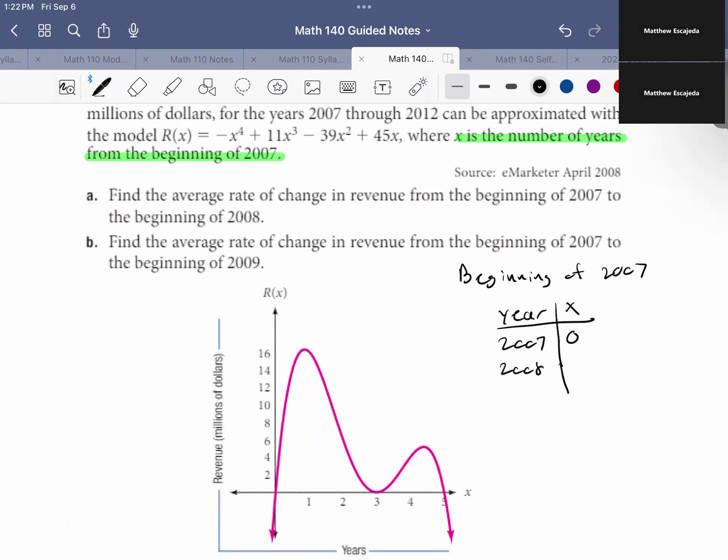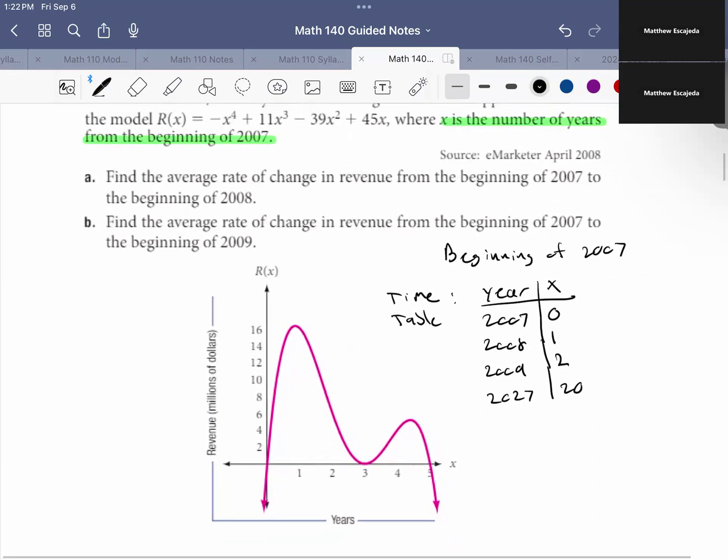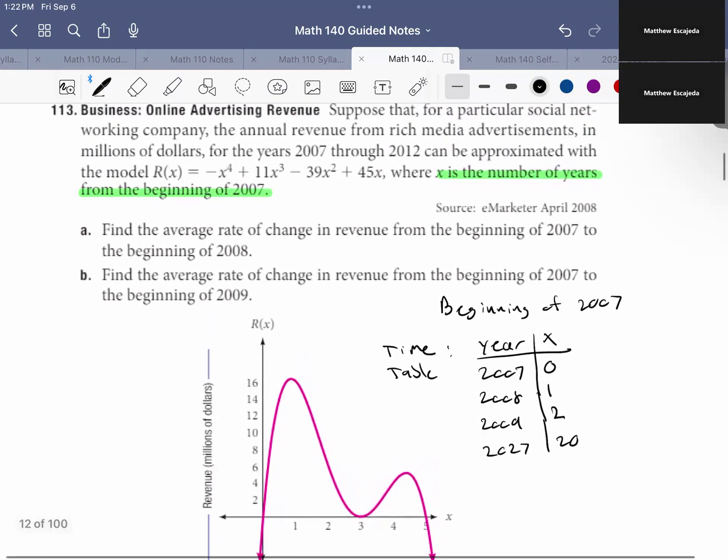And you just keep going from there. 2008, well, that's just one more year, so x would be one. 2009, that's two more years, so x would be two. And something like 2027, that's 20 more years, so that would be 20. What I call this is a timetable. If you're ever stuck on a question like this and you're not sure what values are what, a timetable will help you out. But let's go ahead and check out the question.